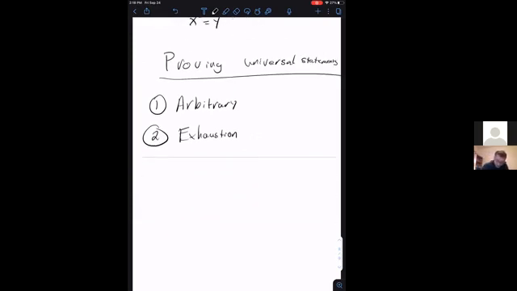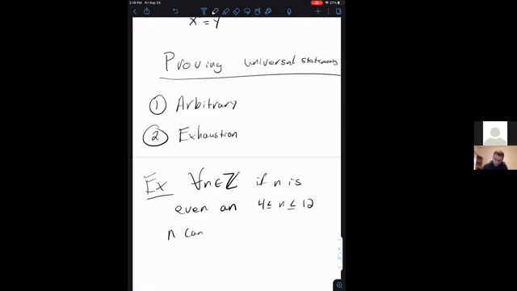Let's try an example. For all n in the integers, if n is even and n is between, the slide does 26, but that seems a little silly, so let's do n is between 4 and 12, then n can be written as the sum of two prime numbers.